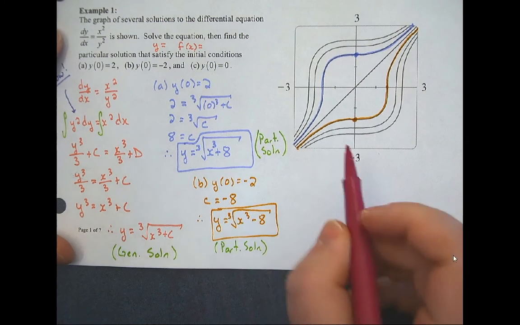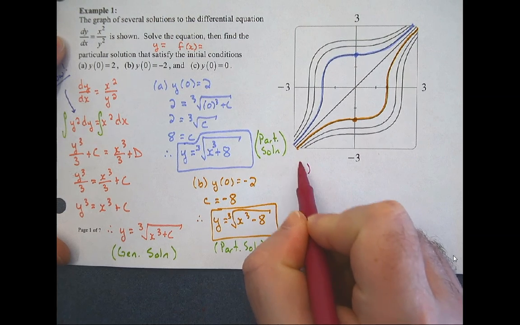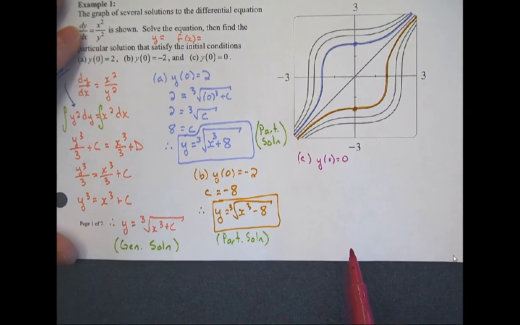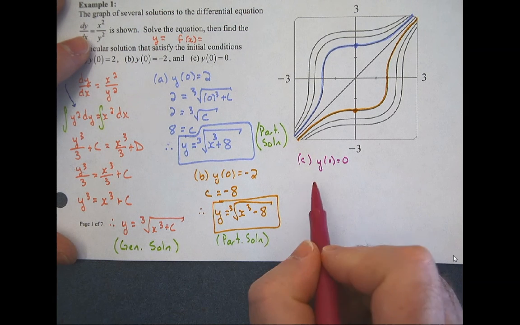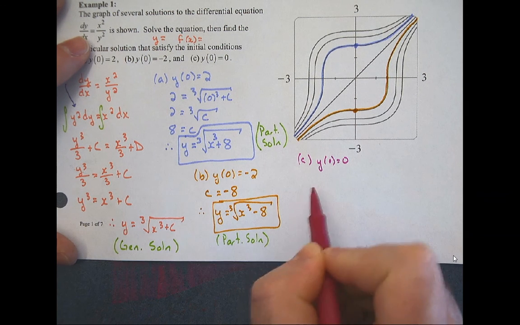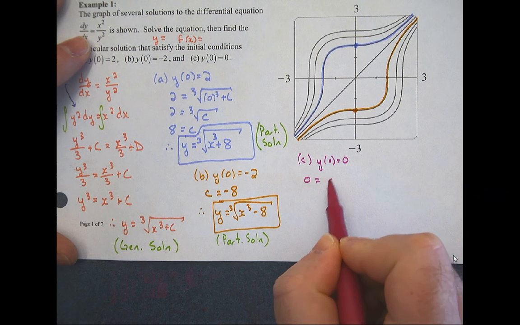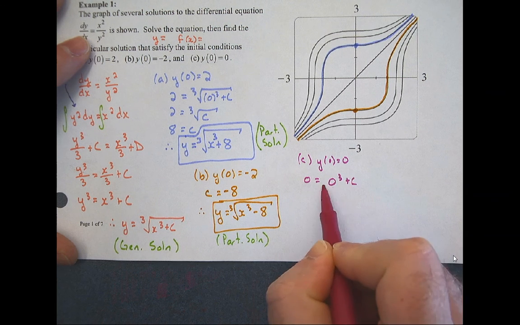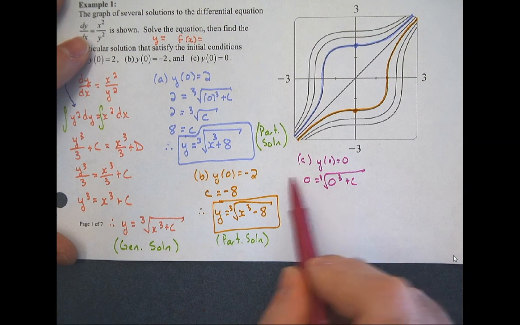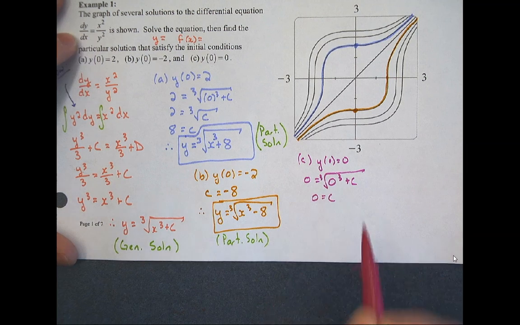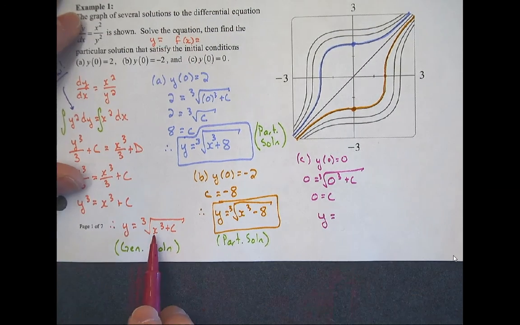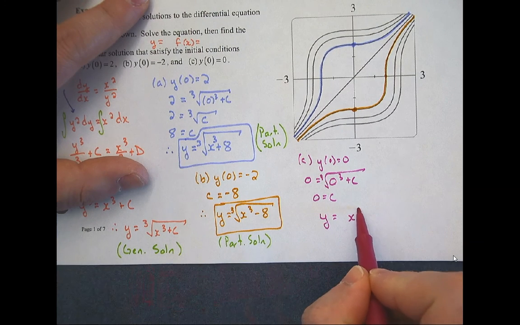we've got an initial condition of 0, 0. So y of 0 equals 0. I would encourage you to try to do it on your own. So let's see. I'd go back here. y of 0 equals 0 cubed plus c. Well, that's easy, cubing 0 is 0. So I get c equals 0. And we get y equals x cubed plus 0.